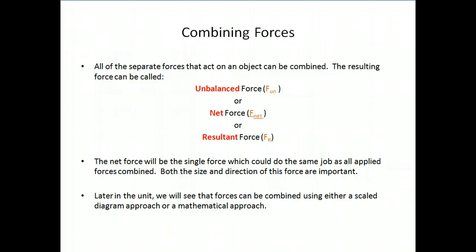Next part, combining forces. All the separate forces that act on an object can be combined. The resulting force can be called unbalanced force, force unbalanced, net force, or resultant force. We're going to refer to it as the net force.